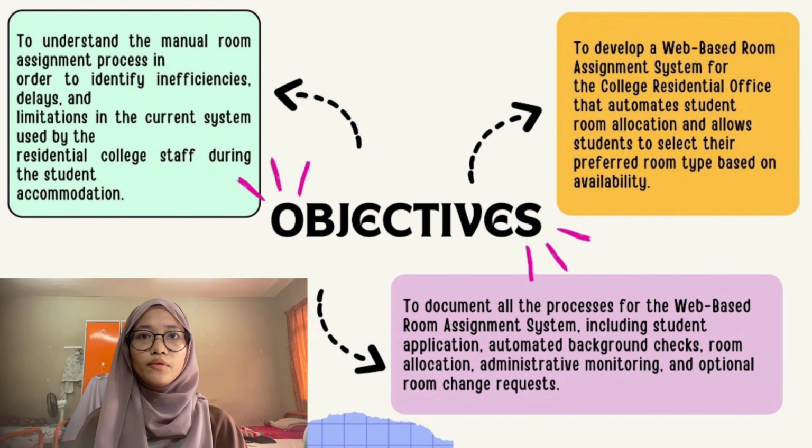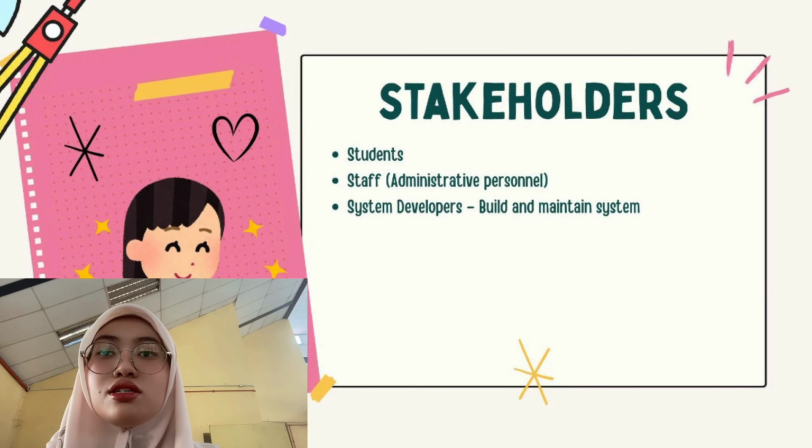The final objective is to document all the processes involved in the system. This includes every step from student application to automated background checks, room assignment, administration, monitoring, and even optional room change requests. By documenting the whole process, we ensure the system is well structured, easy to maintain, and transparent for both students and staff.